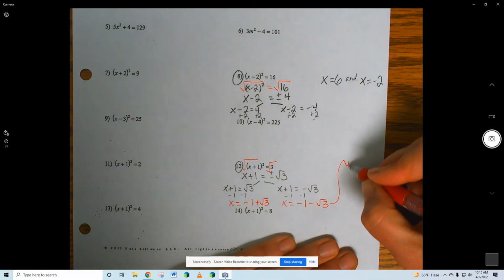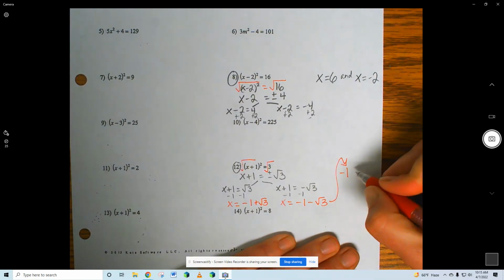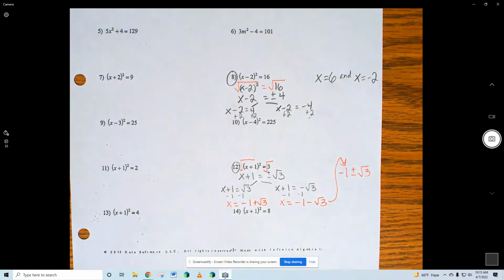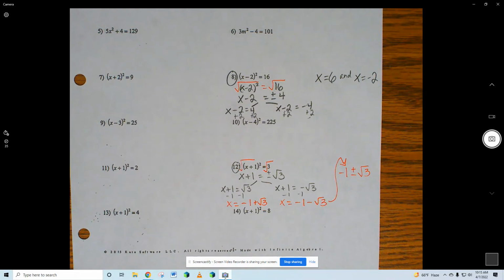Sometimes in higher level classes, you'll see negative 1 plus or minus rad 3. They put the answer together. So the negative 1 does not go after the 3. I'm not going to do 3 minus 1, make it a 2. No. The negative 1 has to stay in front because 1 doesn't have a rad 3, so they're not like terms. If you want to make these two answers more simplified and shorter, this is very fine: negative 1 plus or minus rad 3.